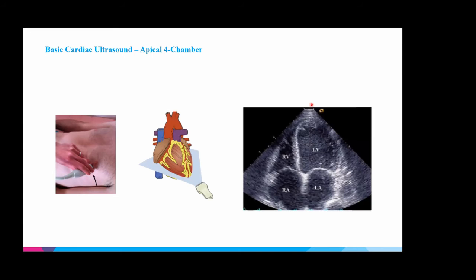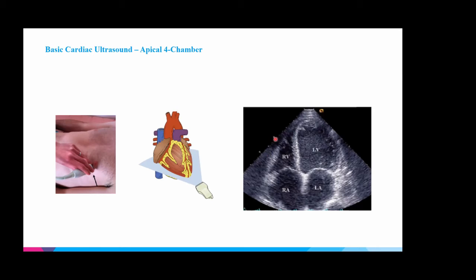But overall, this view should be dominated by the left ventricle, right? Because that should be what's taking up the apex of the heart. And then you want to use this view to compare your left heart structures with your right heart structures. So it's important in this view that you're able to see the lateral wall of the right ventricle, because you want to be able to fully compare the size of the right ventricle with the left ventricle.